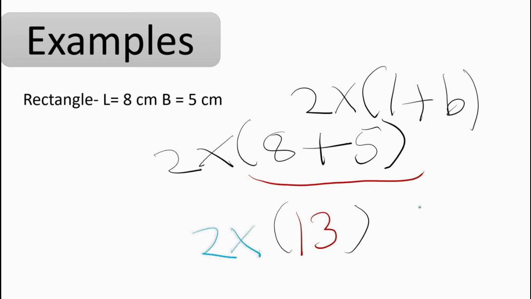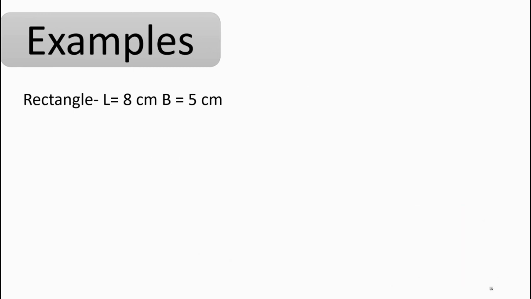So we can just remove the bracket, so it's just 2 into 13, and 2 into 13 is equal to 26. And we are not done yet, are we? No, we are not, because we have to write the unit. So it is 26 centimeter. Okay, so our answer is equal to 26 centimeter. Okay, now moving on to the next problem.